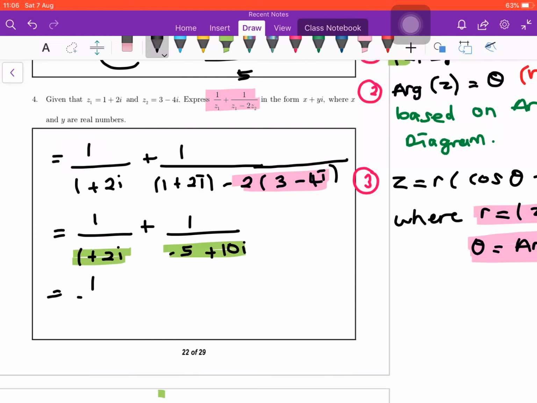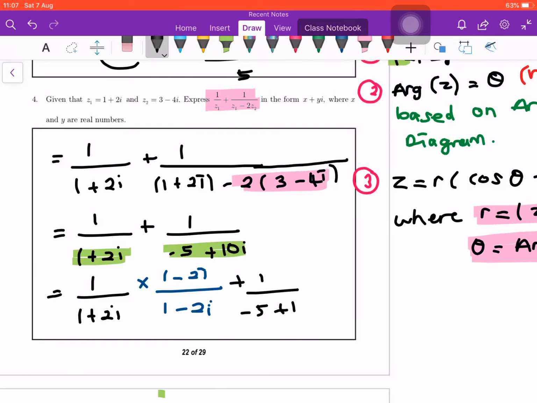So 1 over 1 plus 2i. I write its conjugate in a different colour. So what is its conjugate? We just change the operation on the imaginary part. So its conjugate is 1 minus 2i over 1 minus 2i. Okay, done for the first one, and the second one, plus 1 over negative 5 plus 10i.